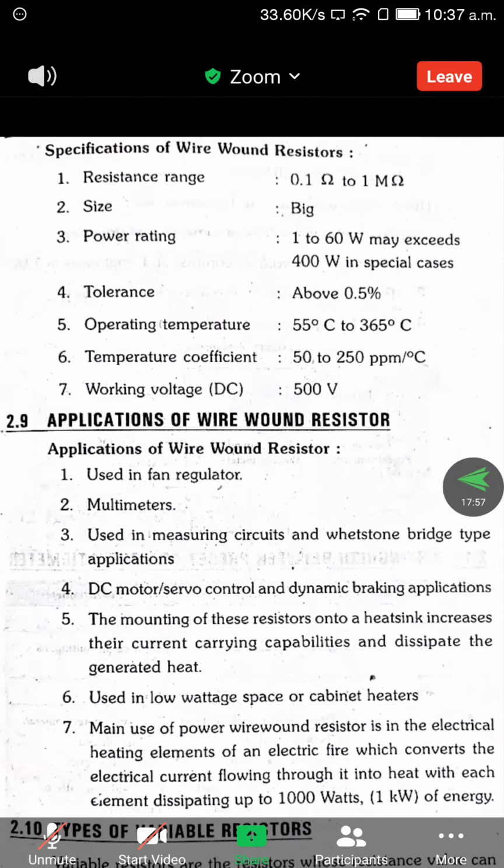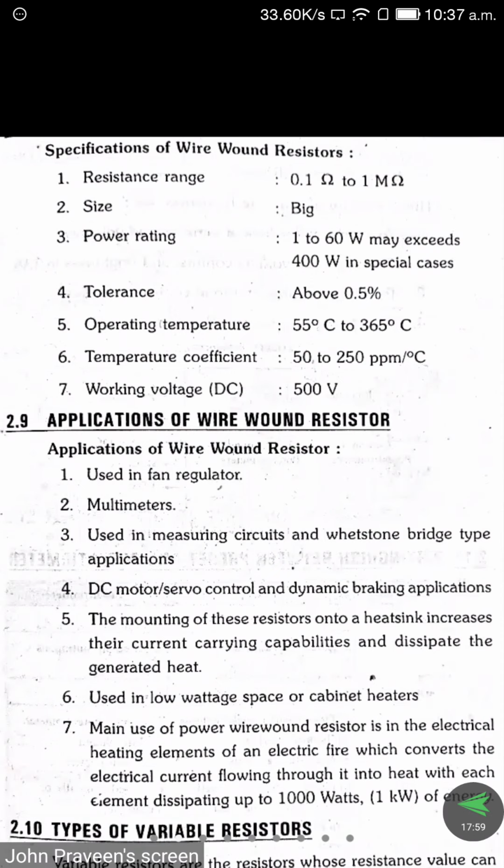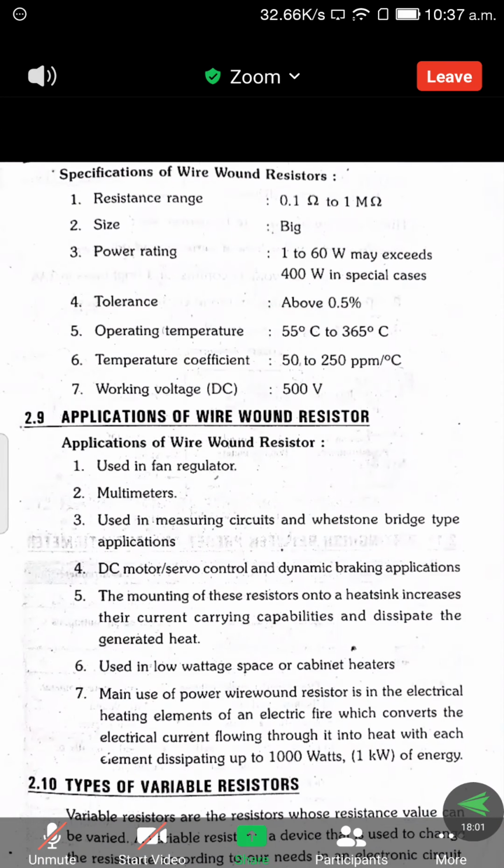They are smaller in size. But in the olden days, resistor based regulators were used. So they are larger in size.